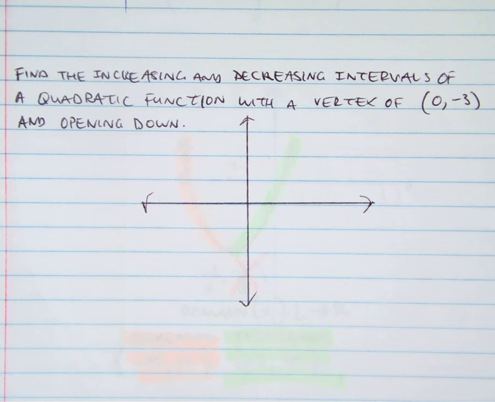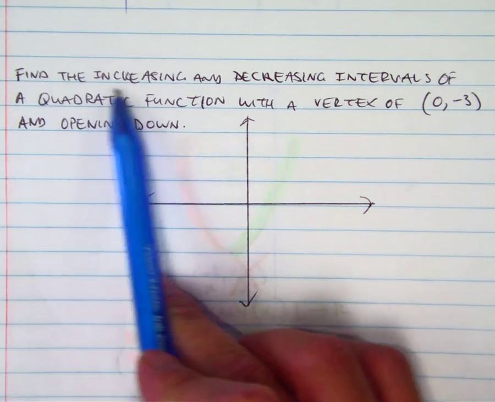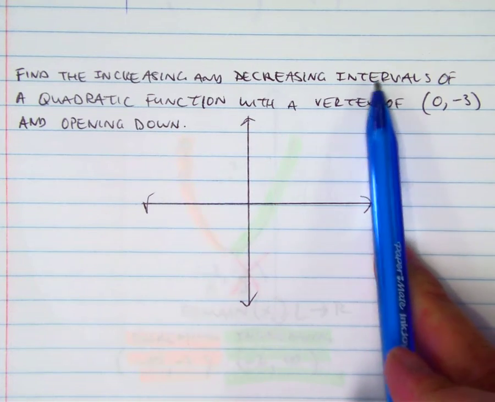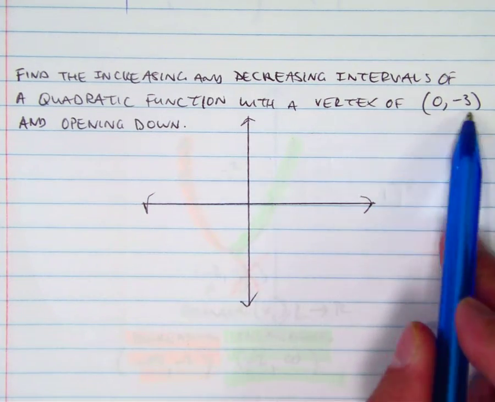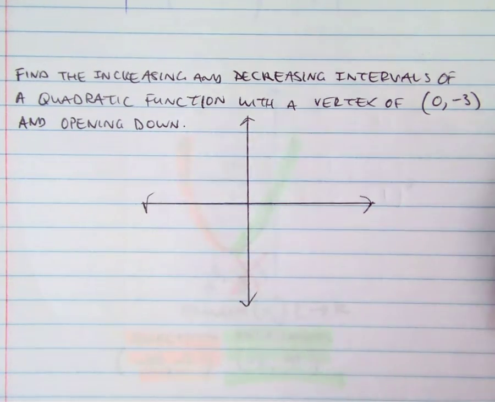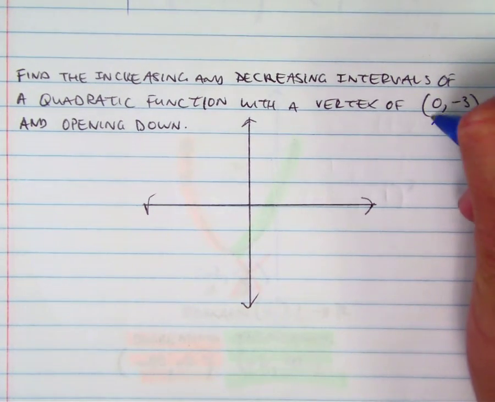Alright, let's go over this problem. Find the increasing and decreasing intervals of a quadratic function with a vertex of (0, -3) and opening down. So my vertex, ordered pairs are written (x, y).